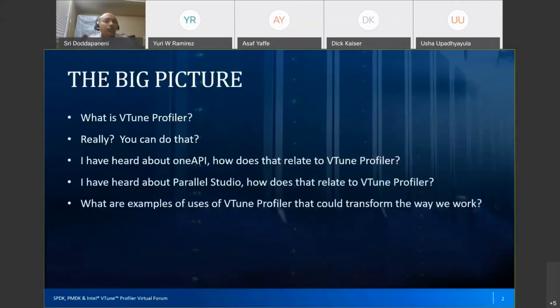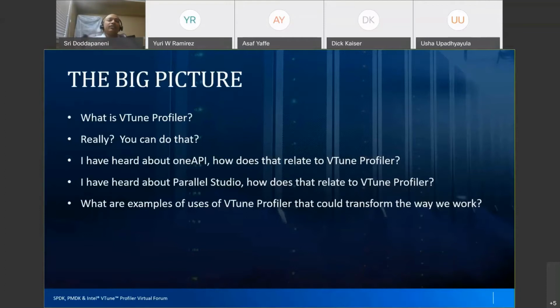So the big picture: what's VTune Profiler? Some of you already know it, and others don't. We'll give you an overview on that. But really, what's the big deal, right? It's just a profiling tool. But what I will hopefully convey to you is that it's a special kind of profiling tool.